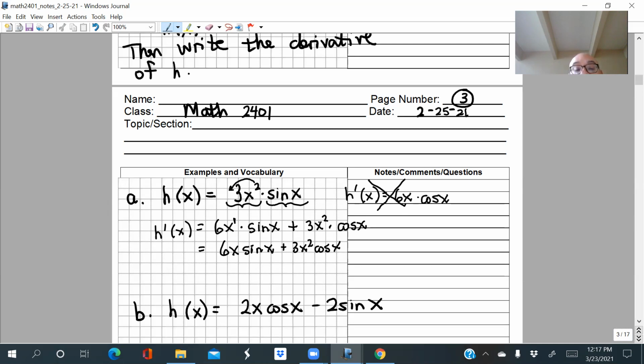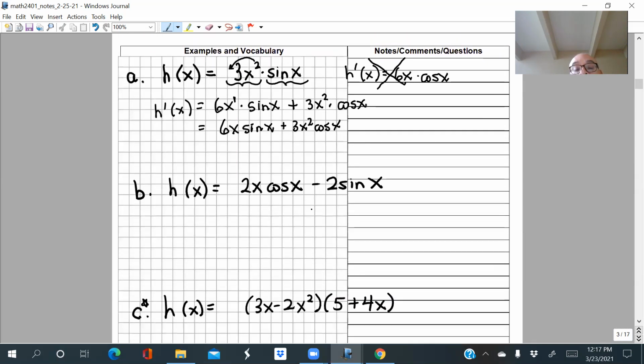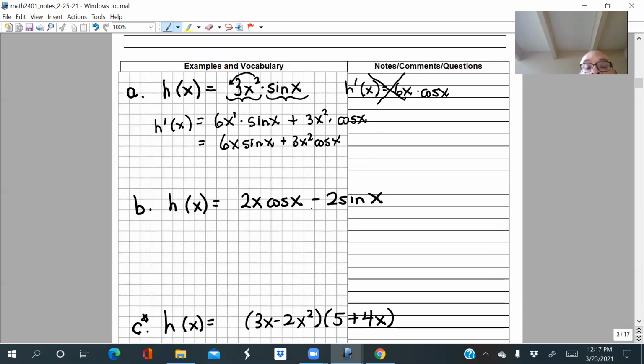Let's try another one here using the product rule, okay? So let's look at this one: 2x times cosine of x minus 2 sine of x, and all I want to do is find the derivative here. Now, really, we're going to combine several rules in finding the derivative of this formula. First, remember, you can go term by term in finding the derivative. So you can start first by finding the derivative of the 2x times the cosine of x, and then you can move on to finding the derivative of 2 times sine of x, okay?